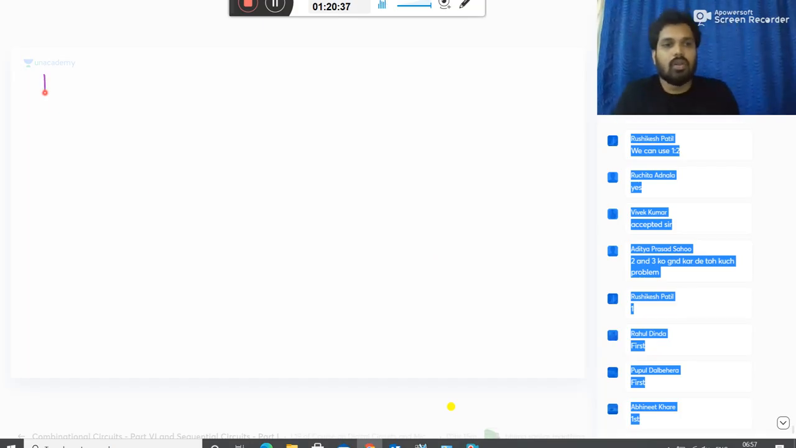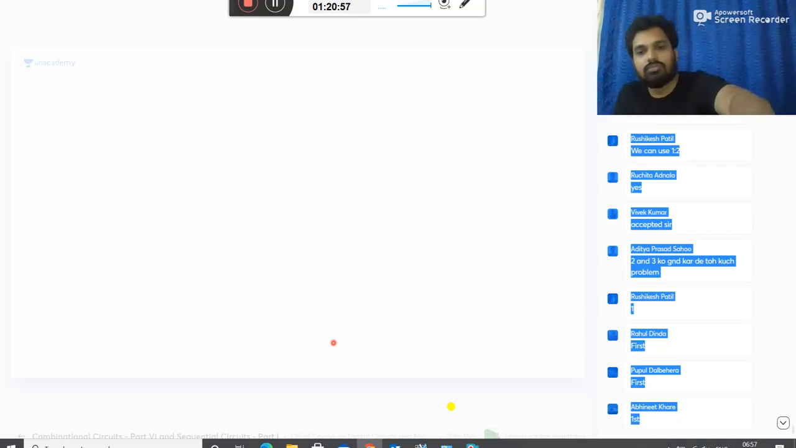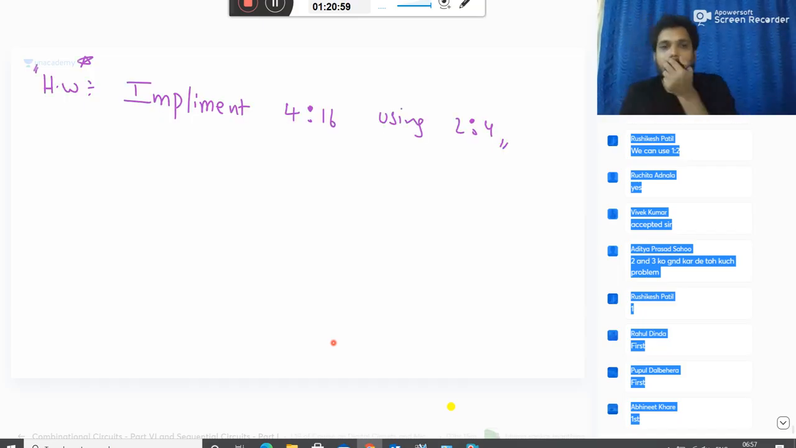I'm giving you a small homework because Sunday you try this. IES conventional, it is already given also. Implement 4 by 16 using 2 by 4. I hope you can do this. It's not a difficult task. If you're ready, I can move to the next one.